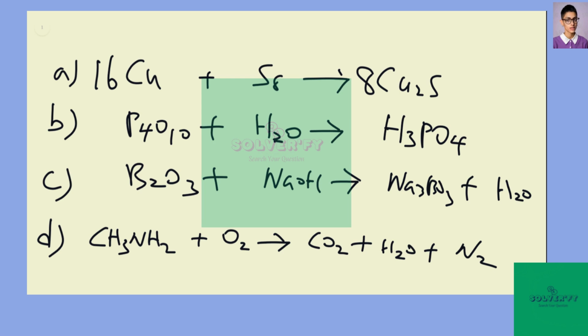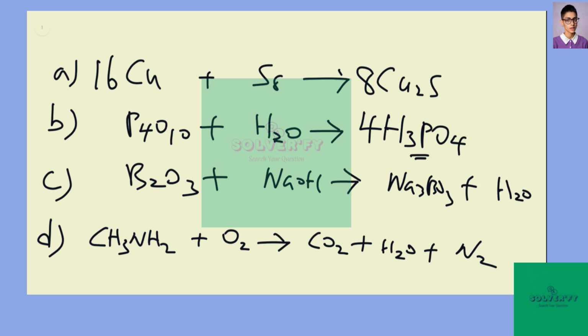Second, we have P4O10 with water, and then we have H3PO4. Again, I will balance phosphorus first. We have P4, 4 phosphorus, so I add a 4 in front of H3PO4. And then on the right, we also have 4 phosphorus.